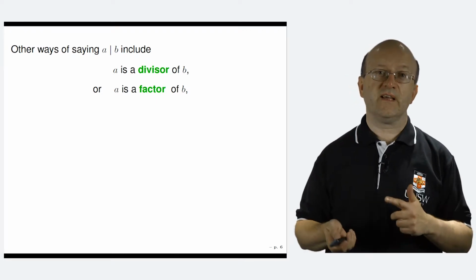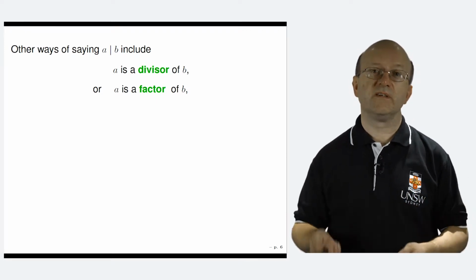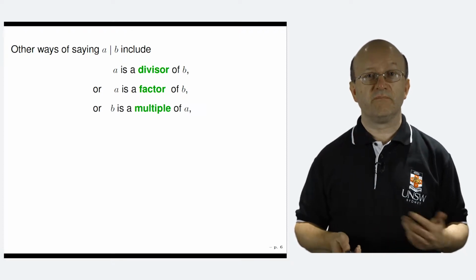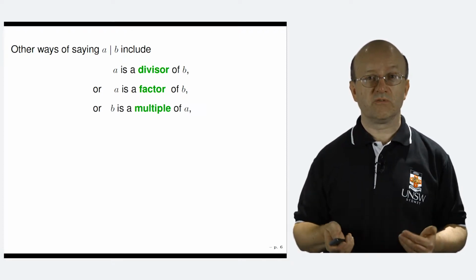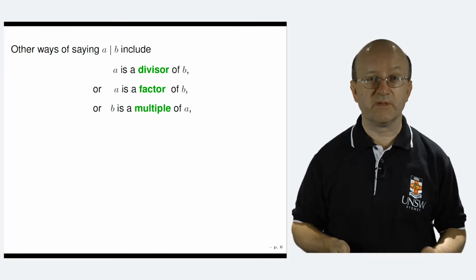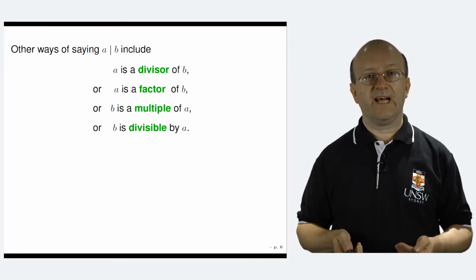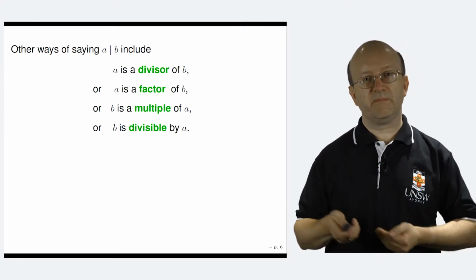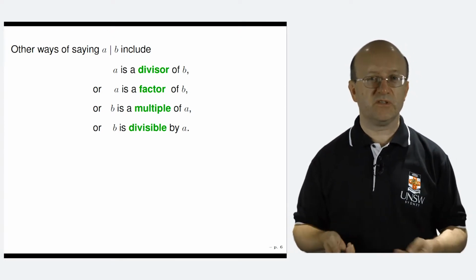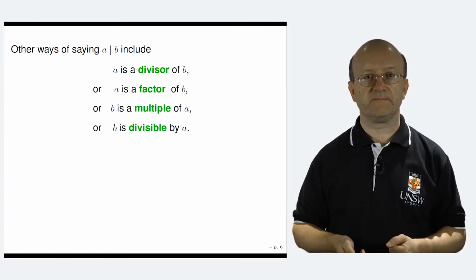You could also say a divides b, or say something equivalent to it the other way around. You could say that b is a multiple of a, because you multiply a by something to get b, or b is divisible by a. And you'll use one of these terms depending on exactly which emphasis you want to put on a divides b.